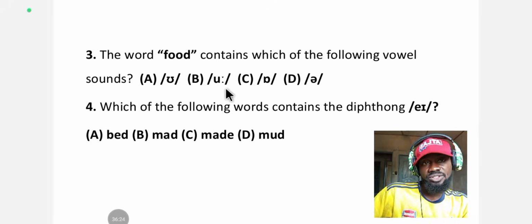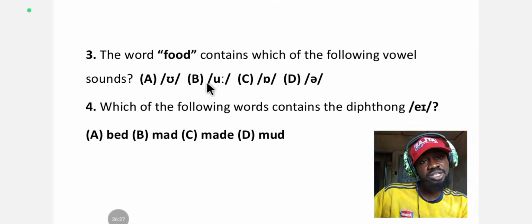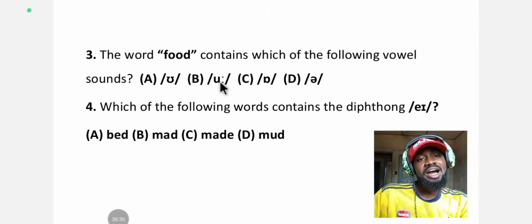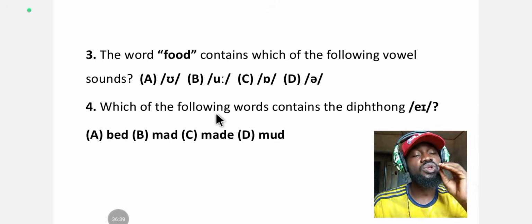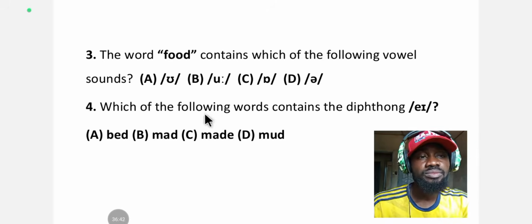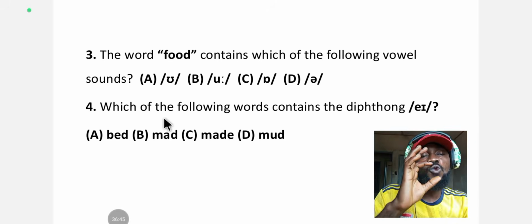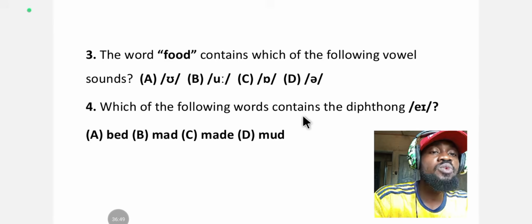What's your answer? You answered right. The correct option is B. B is the correct option. The U and this kind of two dotted colon stuff telling us that it's drawn. The vowel sound is drawn. Ooh, food. It's like pronouncing the vowel sound 2 times. Food. Number 4. Which of the following words contain the diphthong?